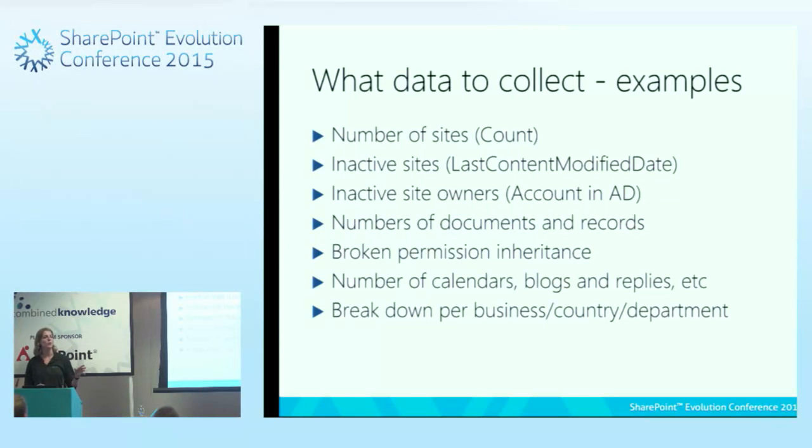Also interesting, the number of new sites, so how many sites have been created over a certain period. And for that, we need to make sure that we keep the data from the last period so we can see the difference. The number of inactive sites, and for that we use a property on the site collection, which is last content modified date. In there you can see that an active or inactive site means that no content has been added. And this is a little bit challenging.